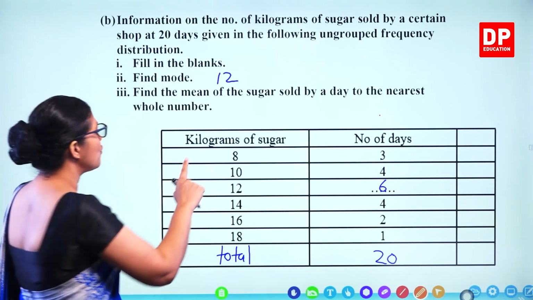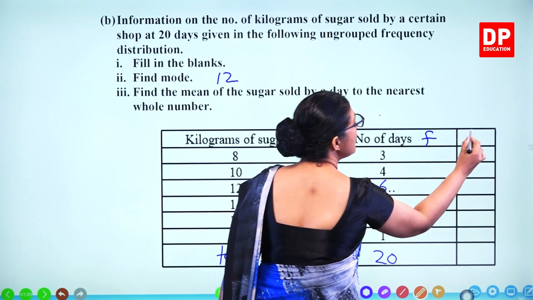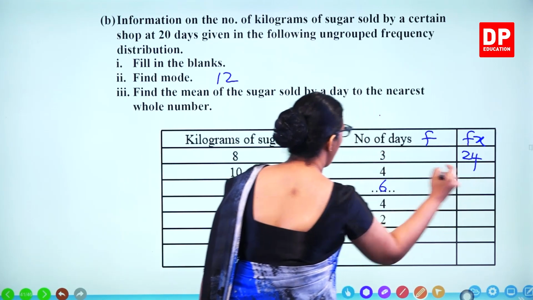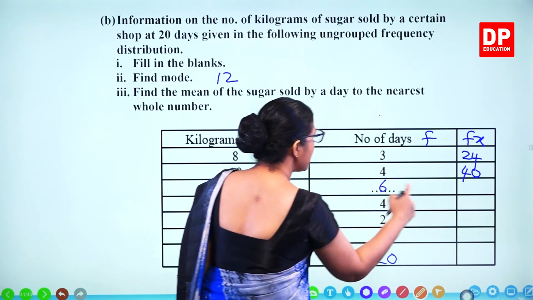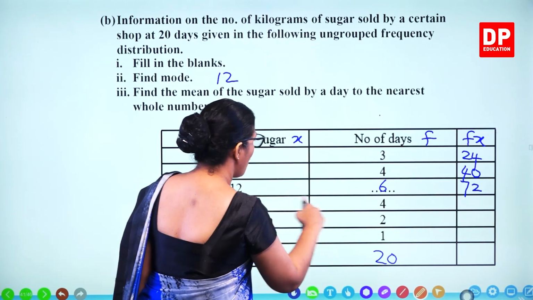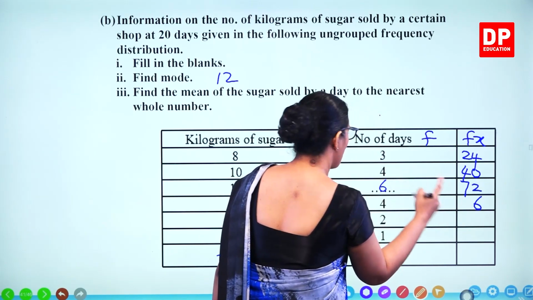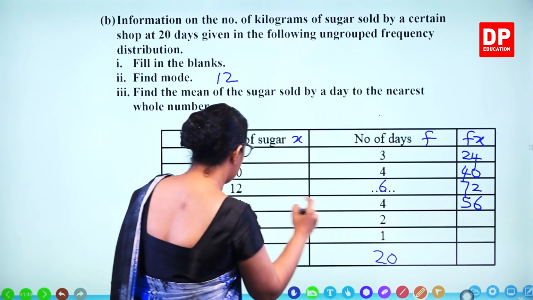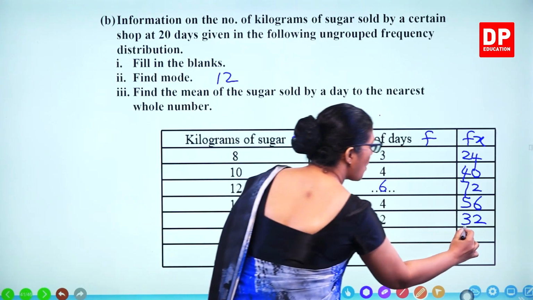Find the mean of the sugar sold by day to the nearest whole number. So that means you have to multiply these two. This is like x, this is f. So we need to find fx. 8 times 3, 24. 10 times 4, 40. 12 times 6, 72. 14 times 4, 56. 16 times 2, 32. And 18 times 1, 18.